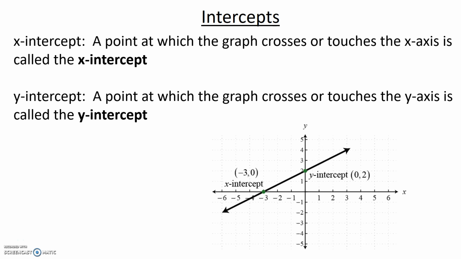In this graph, the x-intercept is the point (-3, 0), since this is the point at which the line touches, or in this case crosses, the x-axis. The y-intercept is the point (0, 2), since this is the point at which the line crosses the y-axis.